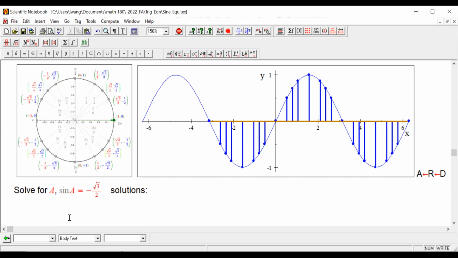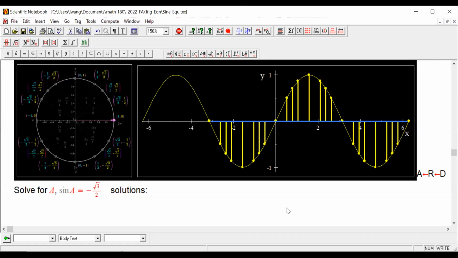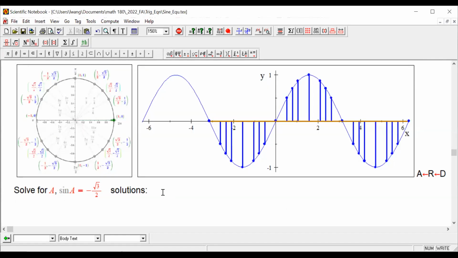Negative root 3 over 2. Right? The same scenario. Negative root 3 over 2. Where do we find negative root 3 over 2 on the unit circle? We're looking for the blue number.